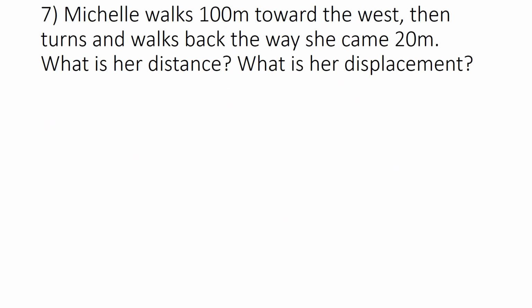All right, problem number 7. Go ahead and pause it. Here is your answer. All right, so Michelle, she walks 100 meters towards the west, okay, and then turns and walks back. So we've got 100 and she walks back 20, okay, and that's in meters. And so her total distance, this would be 120, and then her displacement, don't forget your unit, no naked numbers. Her displacement is going to be 100 minus 20, so total displacement is going to be 80 meters to the west.